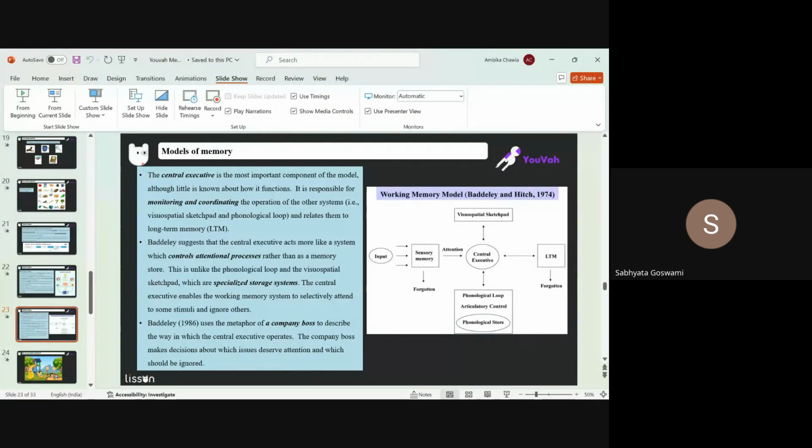So earlier, the multi-store model said that short-term memory does not process information, but in working memory, storage and processing both happen together, right? And once that information is processed in the visual spatial sketchpad and phonological store, the episodic buffer tries to integrate all the information together with the central executive, and then that integrated complex information is sent to the long-term memory to be stored properly.